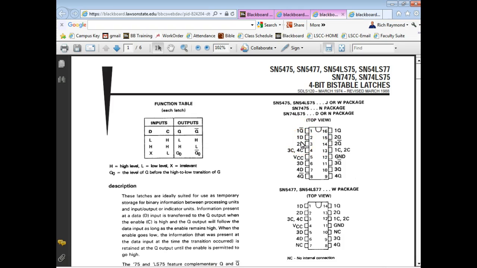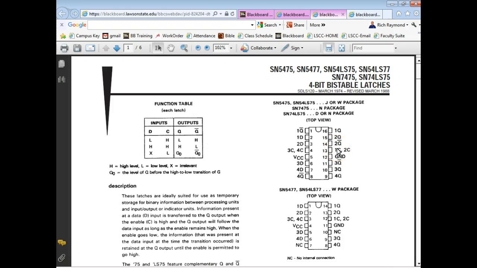I need to put my glasses on. The D input is on pin 2. The not Q's on what? Pin 1. The Q's on pin 16. And where's the enable? Well, the enable's down here on 13. So this guy, that's 1C, right?